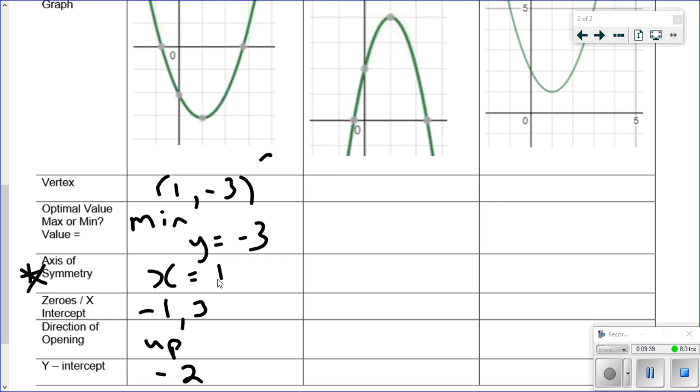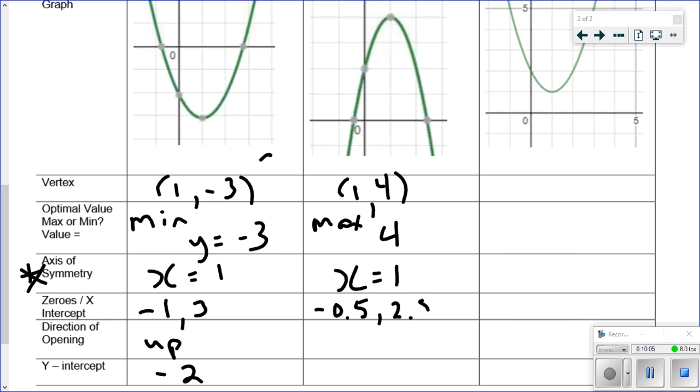All right, next one. Vertex is 1, 4. This time it's a max, and the maximum is 4. Axis of symmetry, once again, is x equals 1. My zeros, I'm going to be a little, this one's good enough. I can be somewhat precise. This one opens down, and my y-intercept is positive 2.